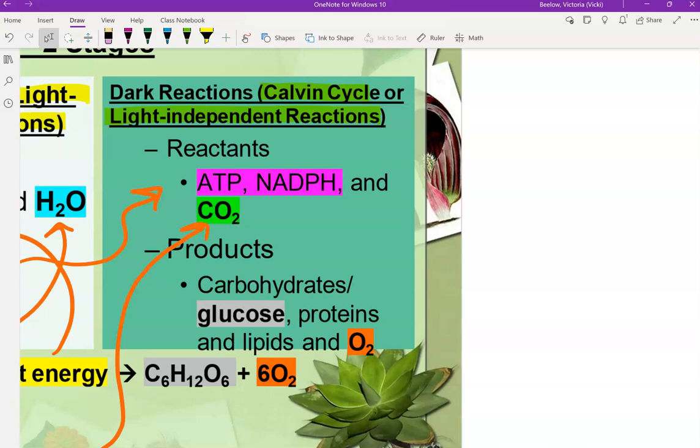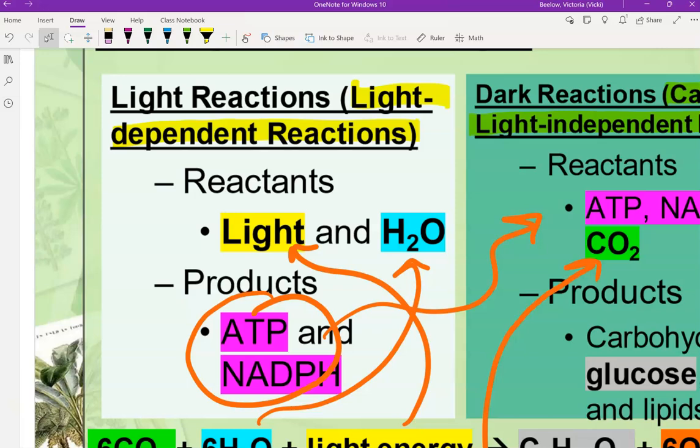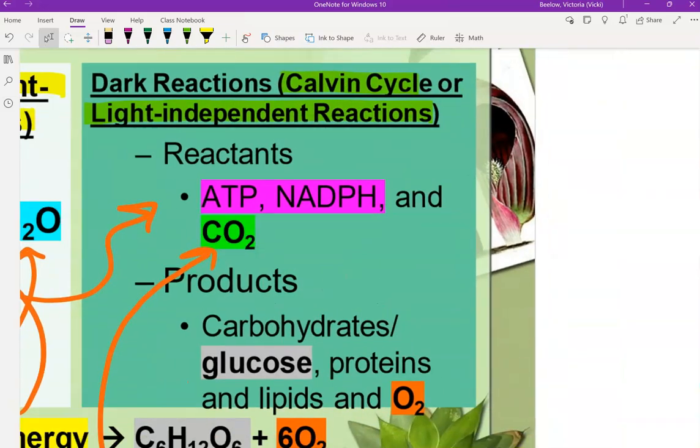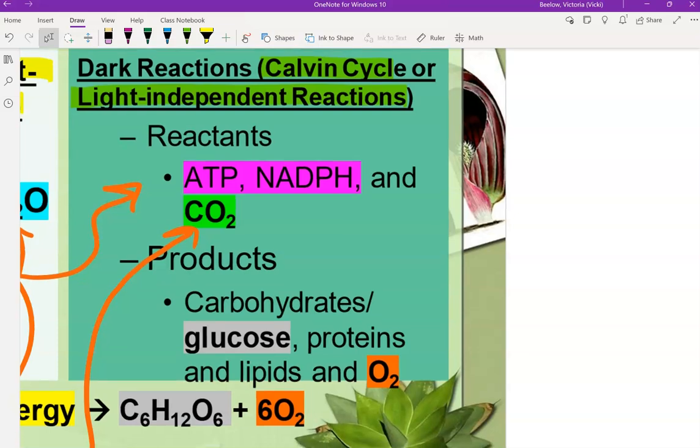Now, as the name suggests, it doesn't happen in the dark. It just isn't using sunlight. Because think about it, if you don't have sunlight, this won't occur, and therefore this would not occur. So you can also call this the Calvin cycle or the light independent reactions just because these reactions aren't using sunlight. But we're going to use the two things from the previous reactions, ATP and NADPH, and also that carbon dioxide that plants take in.